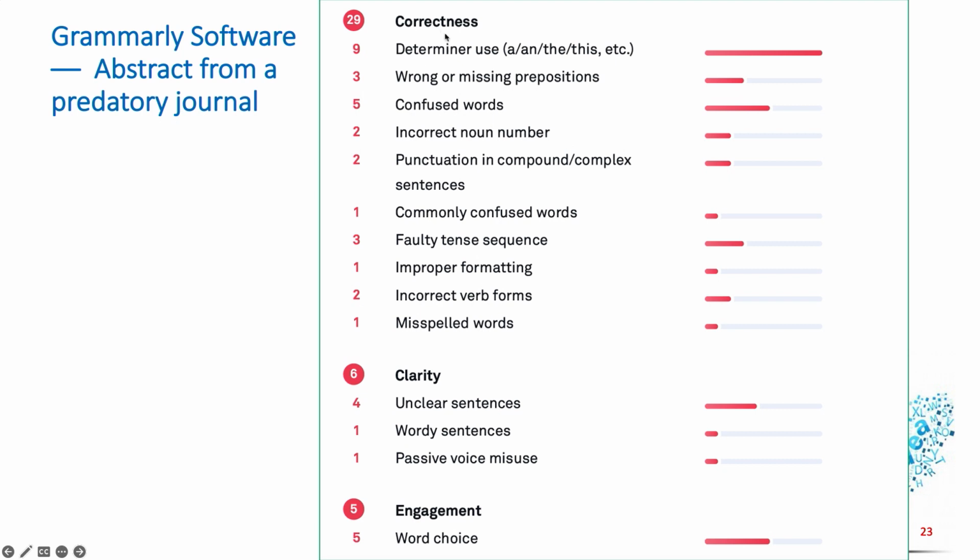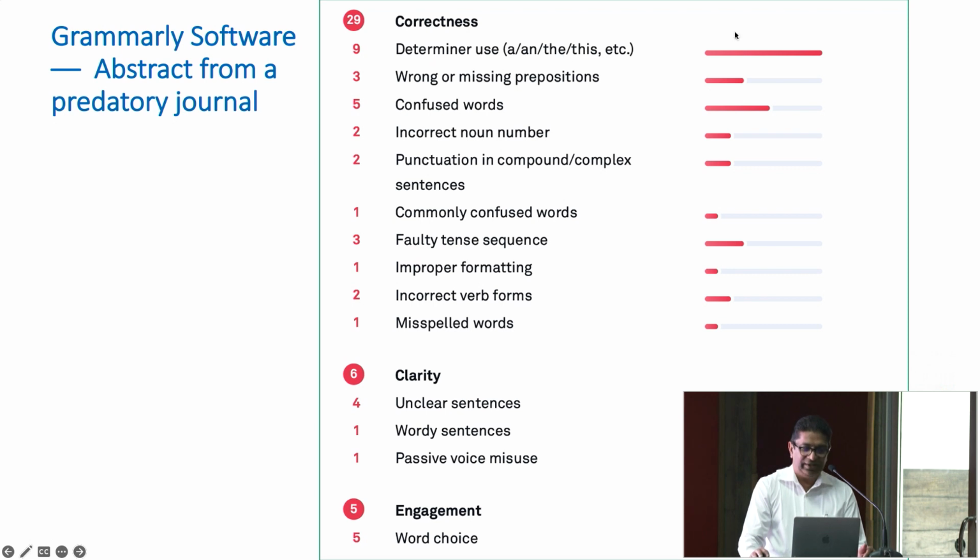You can be able to see all what I say: correctness, determiners, use of A and THE. This is what I said earlier. See, fairly all right. Meaning that he would have used something bad, not Grammarly, right? Something bad. So that's why they have got 9%. Wrong or missing prepositions 3. Confused words 5. If you add up all, you can be able to see where you have gone wrong. Now when it comes to clarity, unclear sentences 4, very bad.